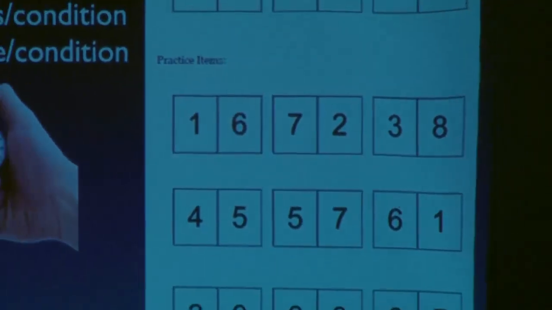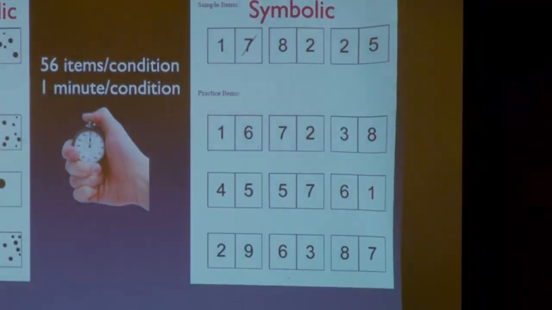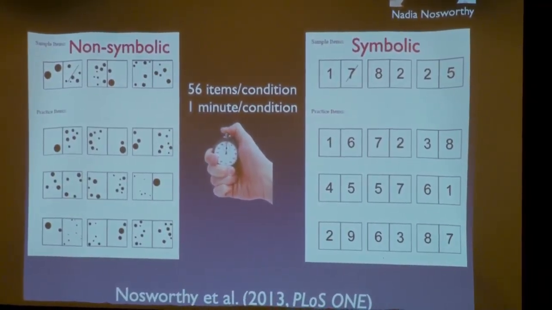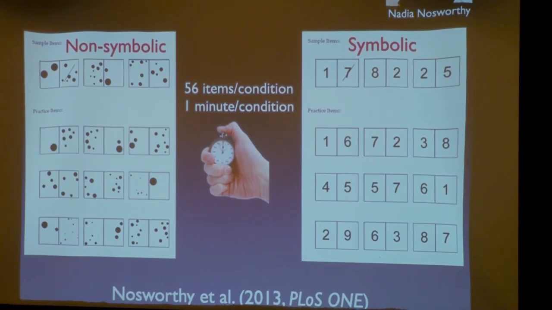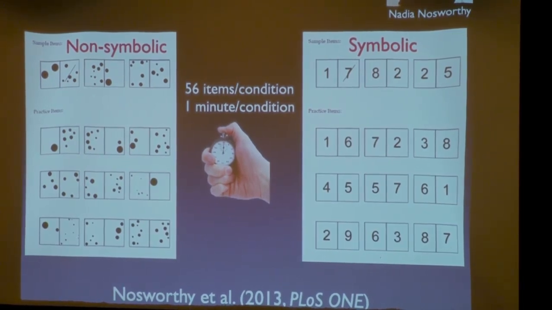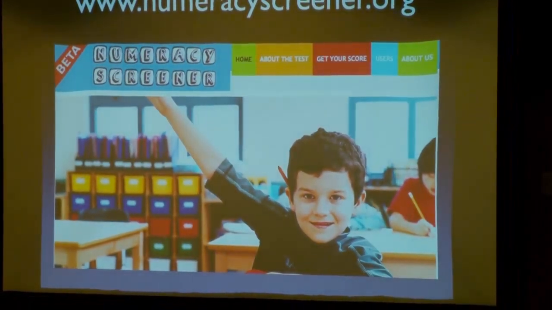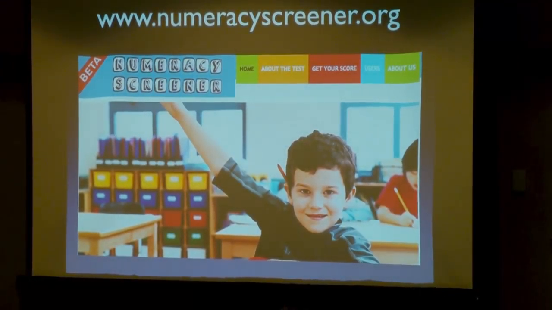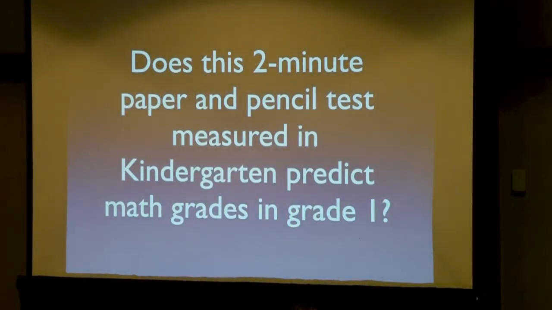And some years ago now, my then graduate student Nadia Nosworthy and I designed a simple paper and pencil test to assess this that we call the numeracy screener. It's available for free online if you want to take a look at it. It's a very quick test, 1 minute per condition, and we simply ask children to cross out the larger of 2 dot arrays or the larger of 2 numbers as quickly and as accurately as they can. This is the website in case you want to check it out. We're in the process of developing a digital version which should be ready in 2024.